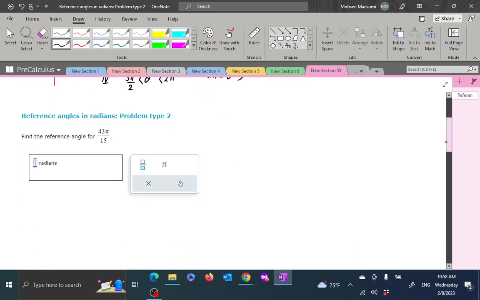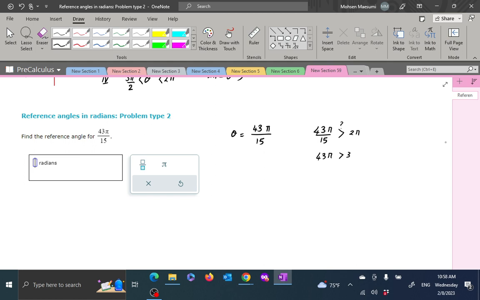So let's go here. My angle is 43 pi over 15. Is this more than 2 pi or not? How do you compare this versus 2 pi? It looks like it's more than 2 pi, is that right? How do you easily check? Well, multiply by 15, and you see 43 pi is larger than 30 pi. So of course it is bigger.